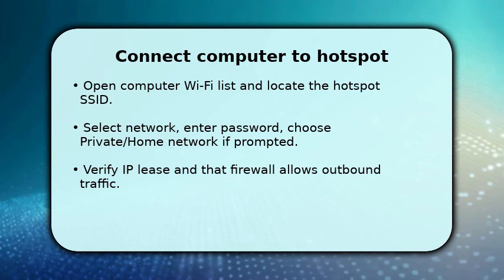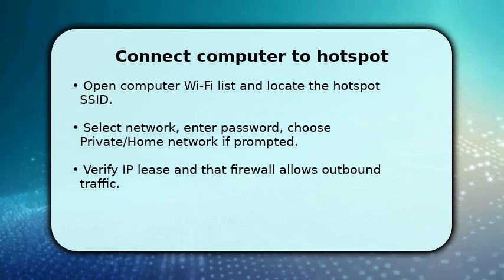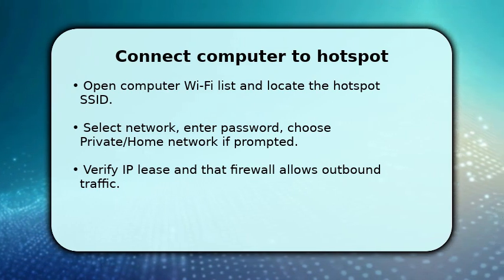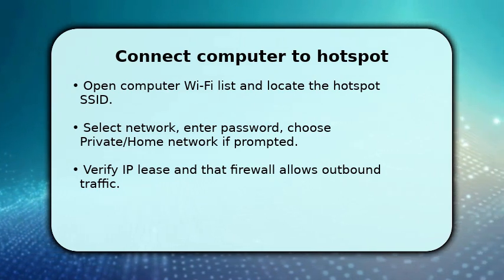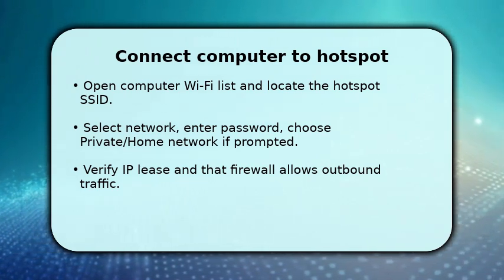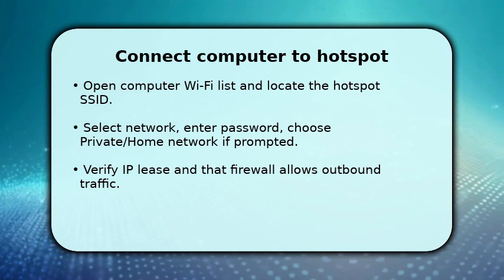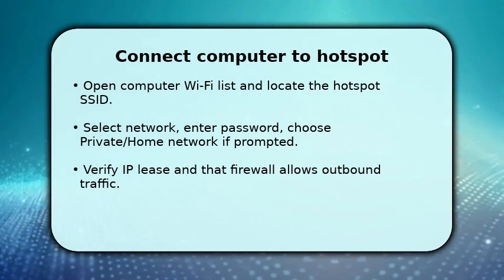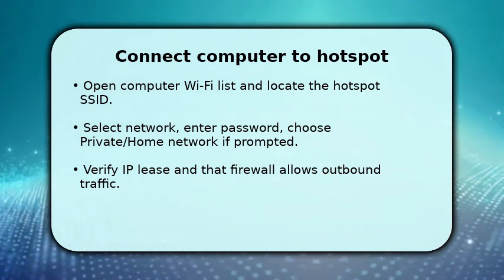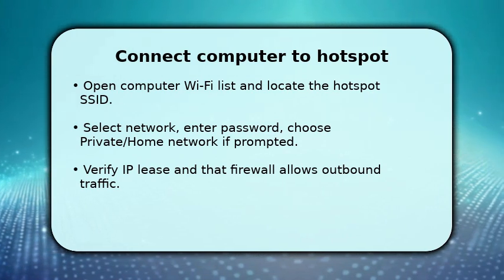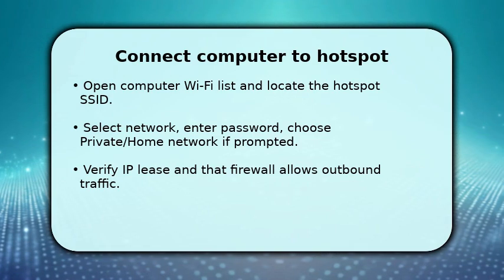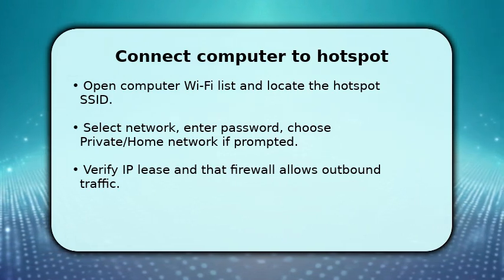Capitalization matters. After connecting, set the network profile to private or home if you want device discovery, and confirm the computer obtained an IP address, usually via DHCP from the phone. If you need internet sharing for wired devices, enable Internet Connection Sharing in network settings. Make sure the computer firewall permits outbound traffic to use the connection.